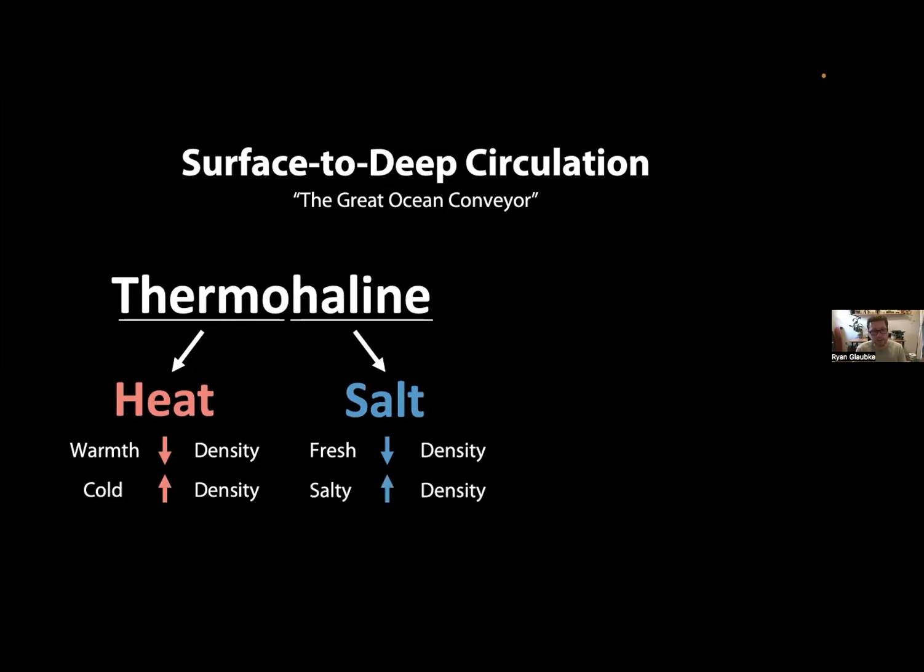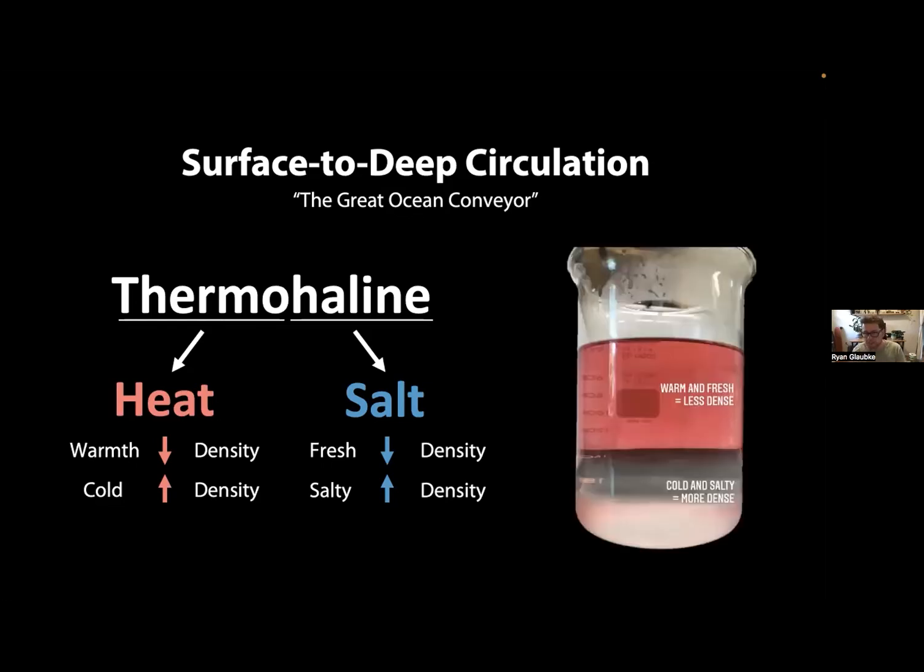Whereas if you add a bunch of salt to a glass of water, for instance, the density of that water increases, and so salty water tends to sink. So warm, fresh water is lighter than cold, salty water. And this is a picture from an experiment I did for a class recently where I poured nearly freezing, super salty water into a glass with warm and fresh water. And just look at that stratification. It's very, very clear where the warm and fresh water sits relative to the cold and salty water.